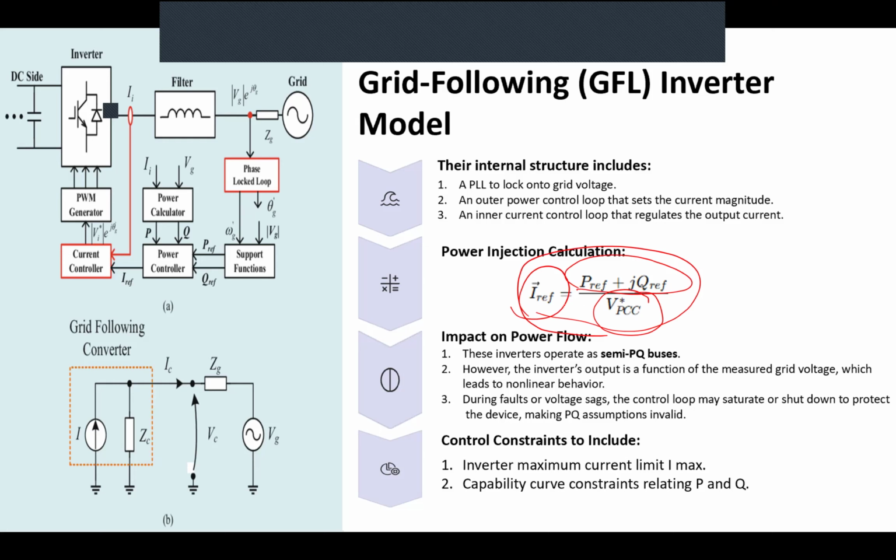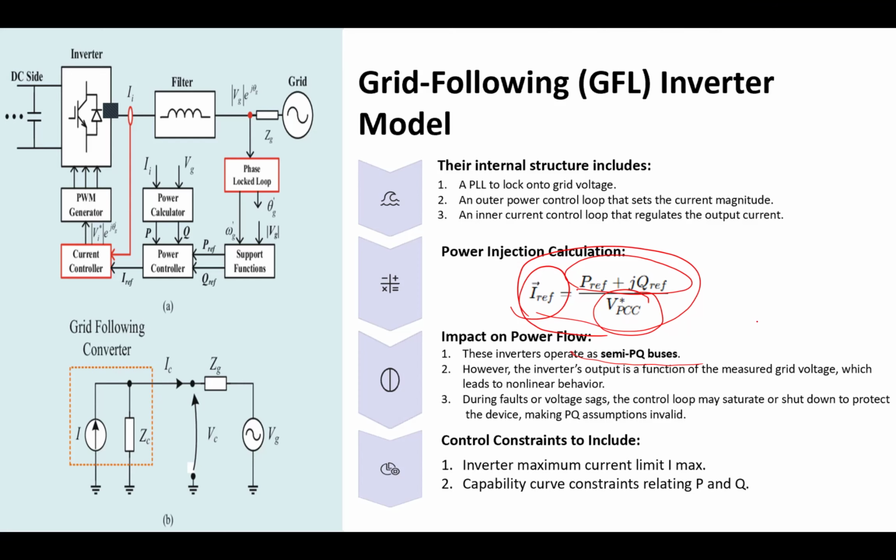Okay, now what would be the impact? We already talked about that. Now our system would not actually be PQ or PV or any type of this. It works as a semi PQ because yes, it would define PQ, but it also relies on one of the unknown variables that we have, our voltage.